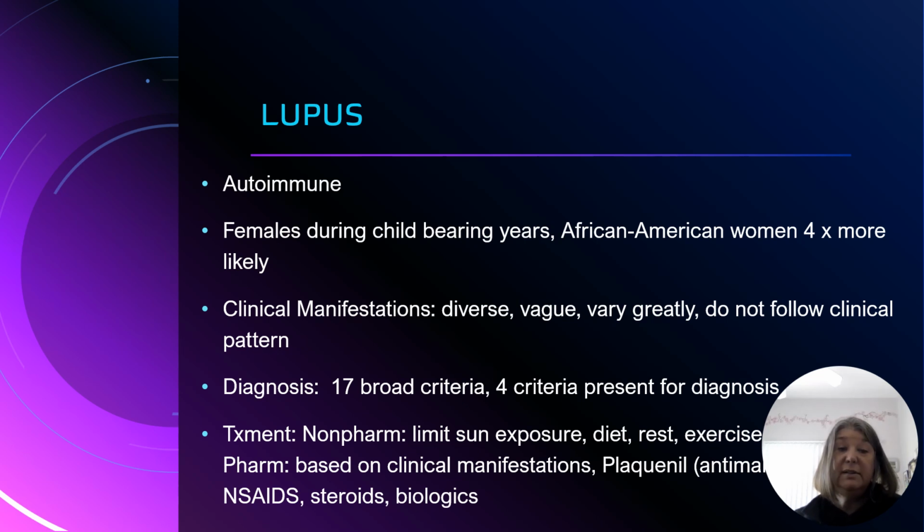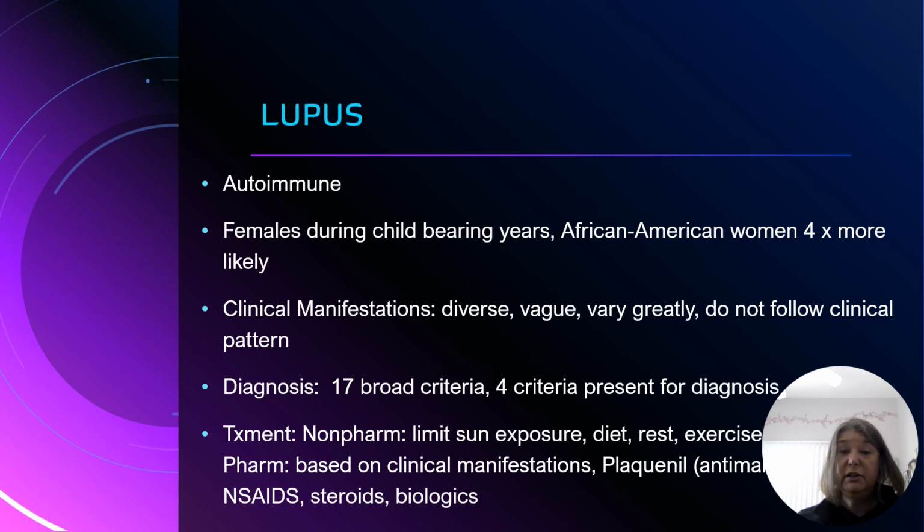Incidence, females during childbearing years are most at risk. African American women are 4 times more likely than other women. What's interesting is Black women internationally are not at that same increased risk. It is literally African American women 4 times more likely. So that's just sort of a weirdo, interesting thing, right? It'd be cool for them to figure out what that is about.